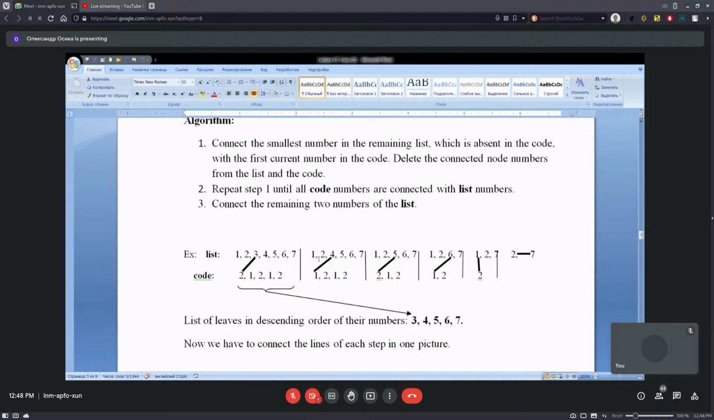These are edges of the tree. Finally, the remaining nodes in the tree are 1, 2, 7, and the code 2. The smallest number in the list absent in the code is 1, so we connect 1 and 2. After that, we have only 2 and 7. We connect the remaining two numbers of the list, 2 and 7. That's it.